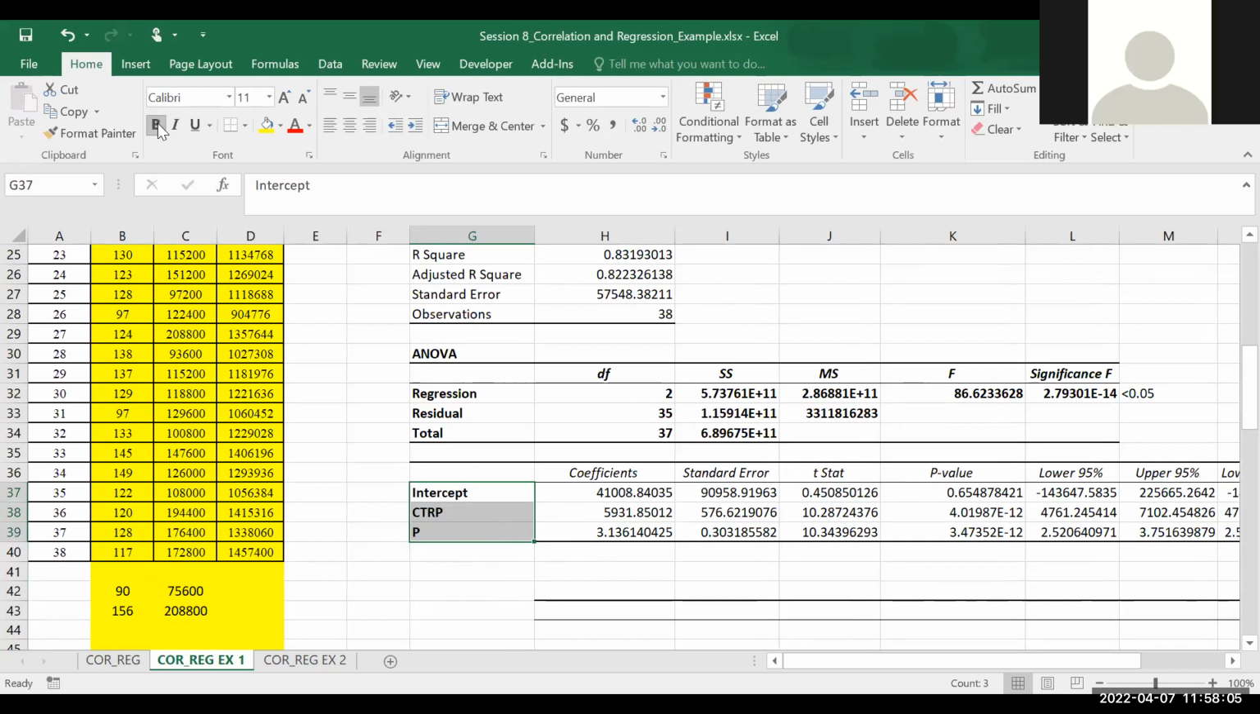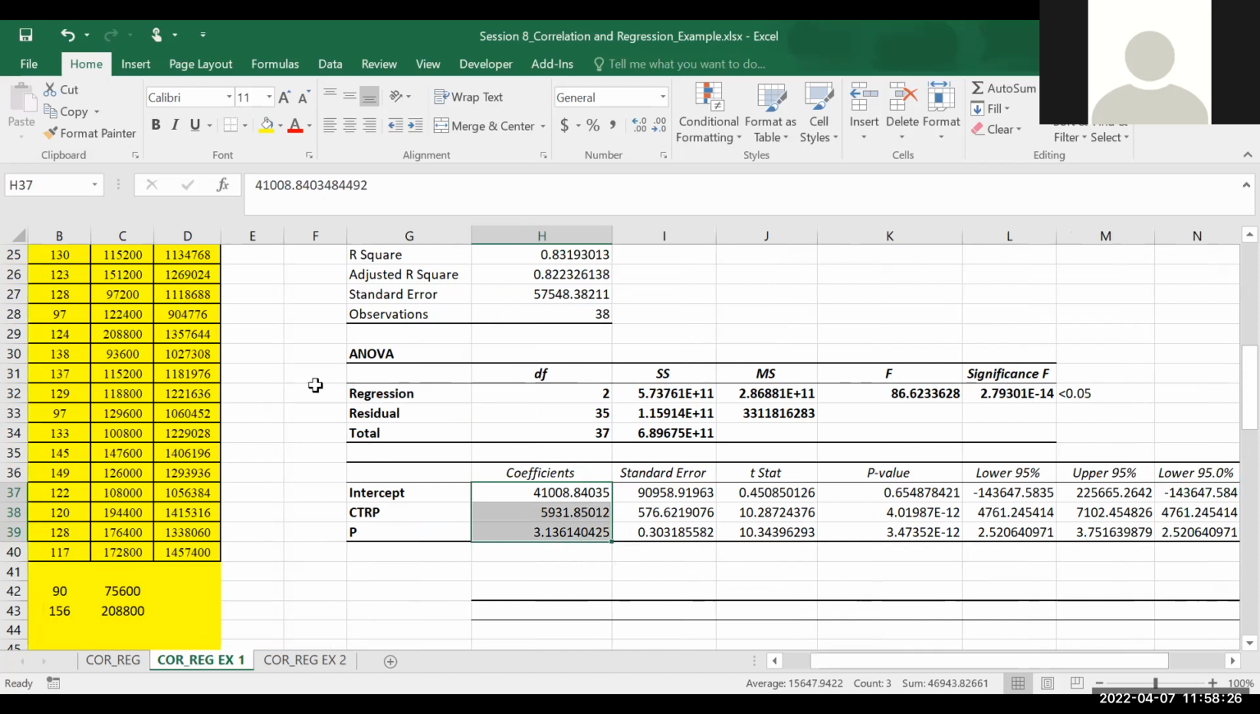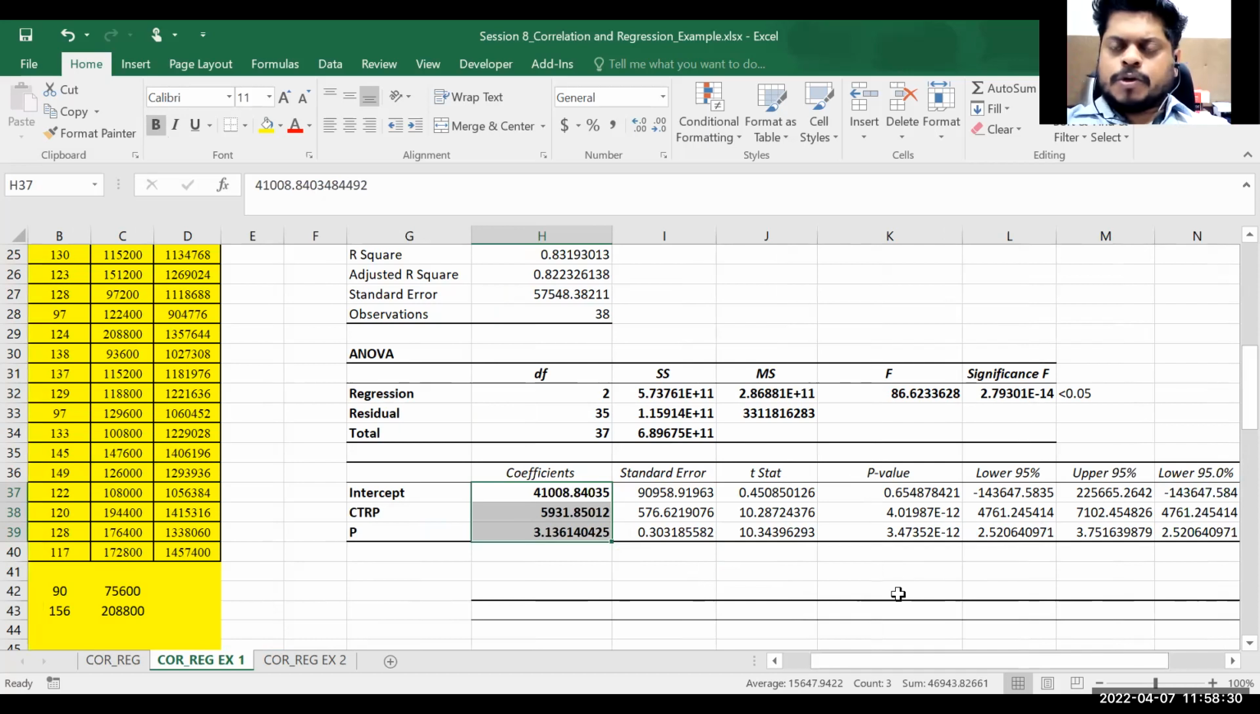Sir, the intercept is H37, the y-intercept. Y equal to a plus b1x1 plus b2x2, so this is a, and H38 and H39 are the coefficients of the individual independent variables. Okay. What else? What other information will we get?